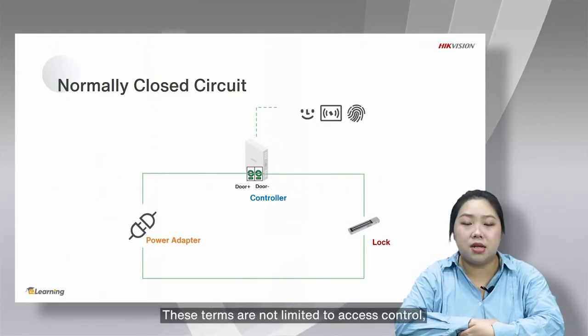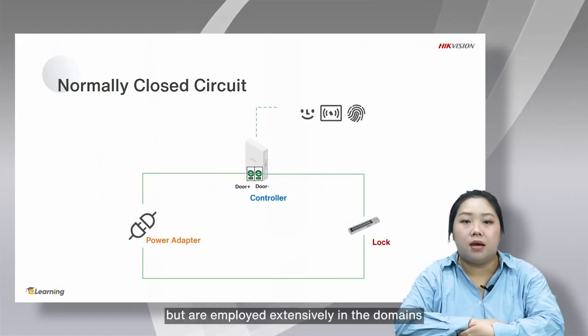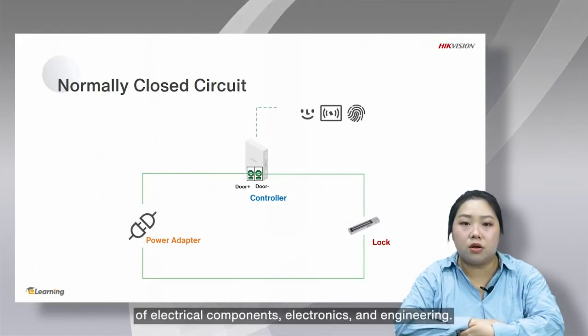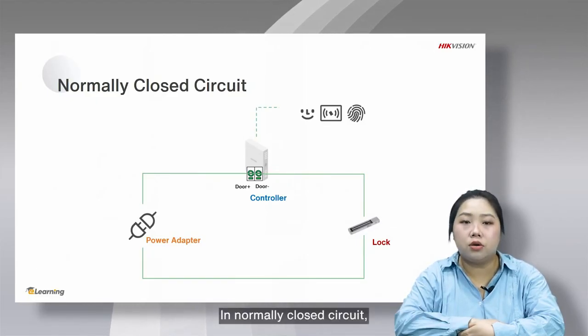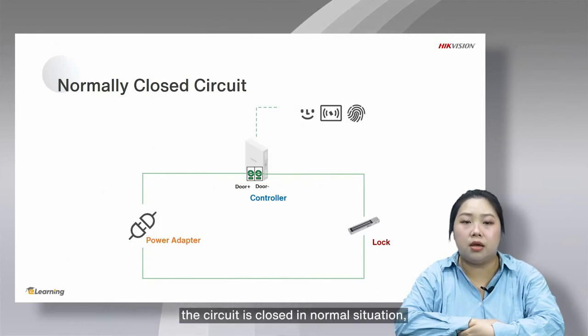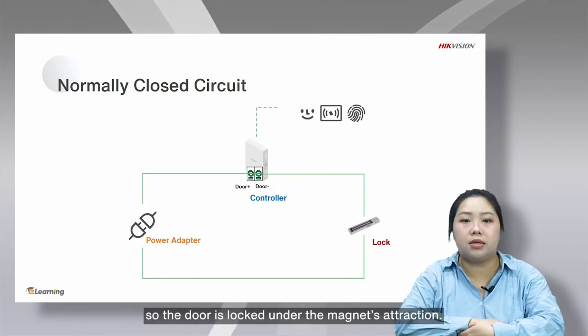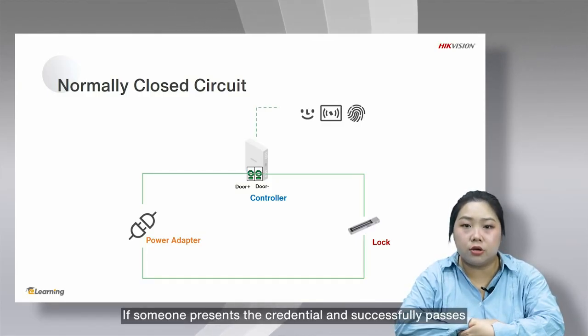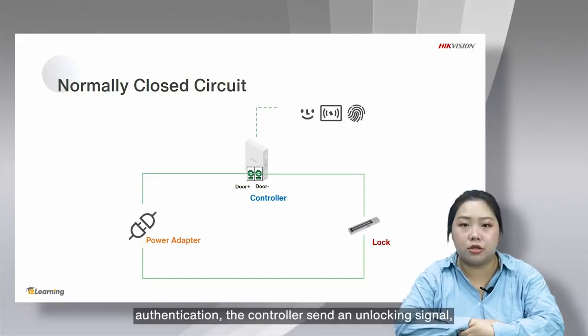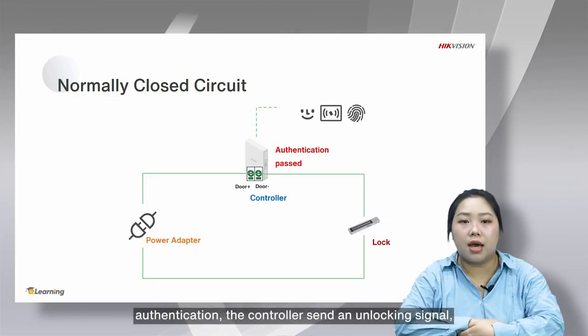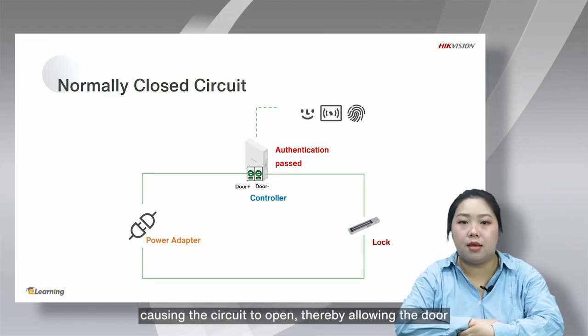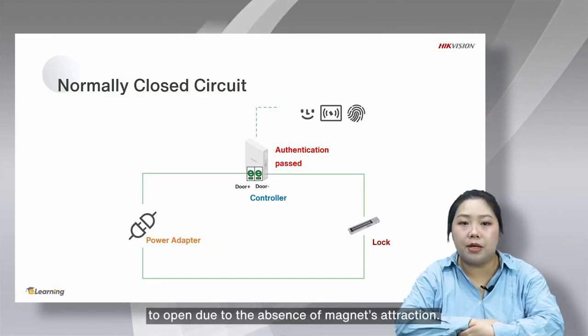These terms are not limited to access control, but are employed extensively in the domains of electrical components, electronics, and engineering. In normally closed circuit, the circuit is closed in normal situation, and the magnetic lock is powered so the door is locked under the magnet's attraction. If someone presents the credential and successfully passes authentication, the controller sends an unlocking signal, causing the circuit to open, thereby allowing the door to open due to the absence of magnet's attraction.